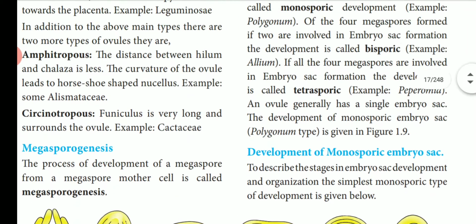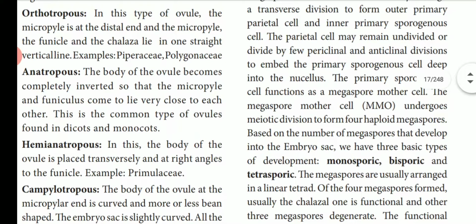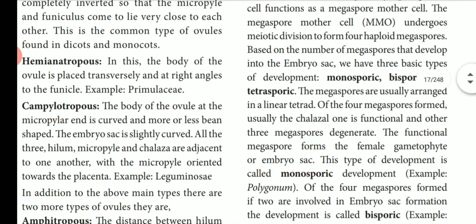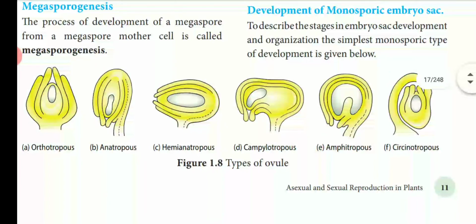anatropous. If you take the anatropous ovule, here the ovule becomes completely inverted. So inverted type of ovule. When the ovule is inverted, the micropyle and funicle lie very close to each other. So see the second diagram. How are the funicle and micropyle? Both are very close to each other. This type we can usually see in all the dicots and monocots. That is anatropous. In the second diagram, can you see that the funicle and the micropyle are lying very close to each other.